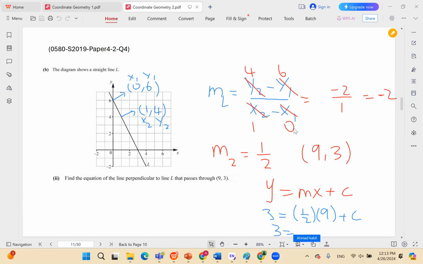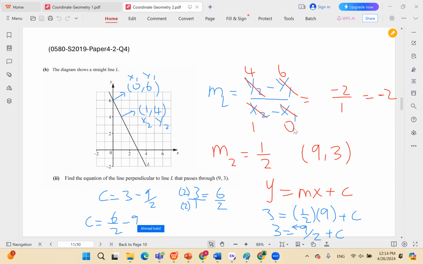3 equals 4.5, or 9 over 2 plus c. You take this to the other side. So you get c equals 3 minus 9 over 2. You can use the calculator if you're allowed one, or you can write 3 as something over 2. So 3 equals, you just write over 1 here, and you multiply by 2 up and down. So you get 6 over 2. So c equals 6 over 2 minus 9 over 2, which is -3 over 2.